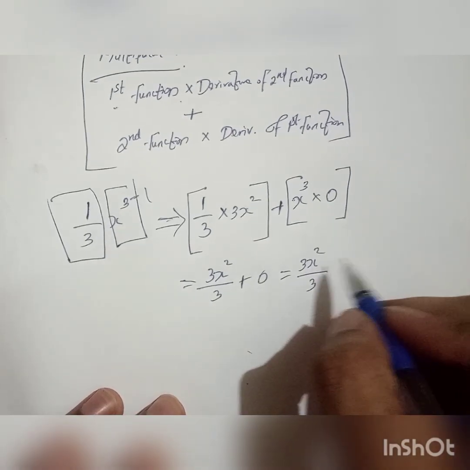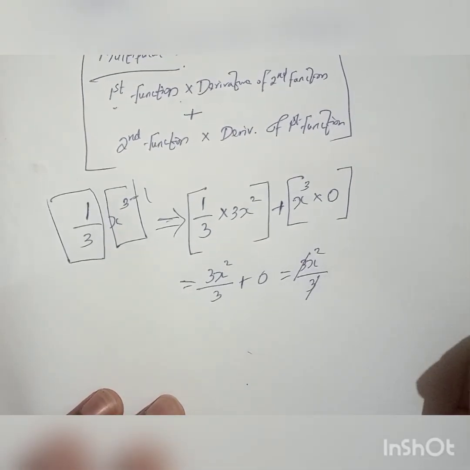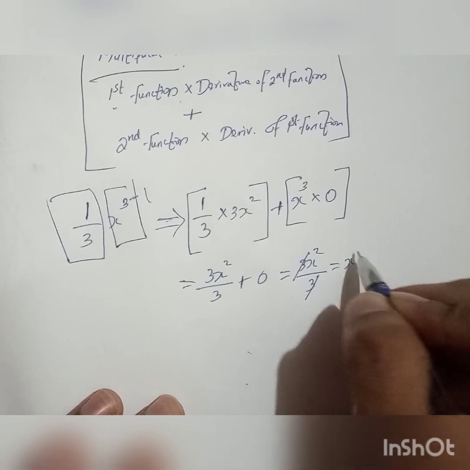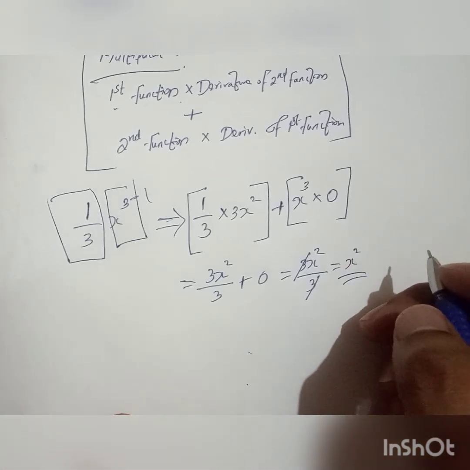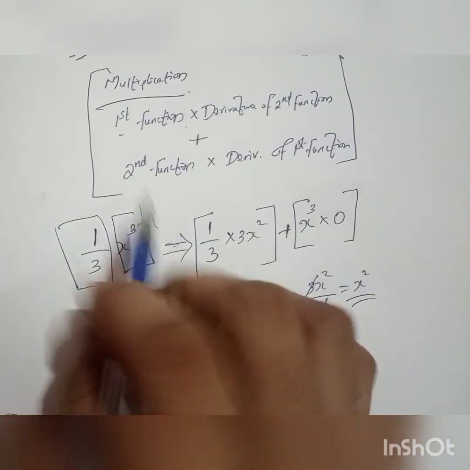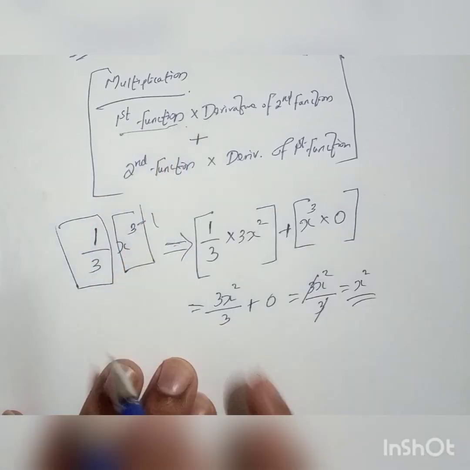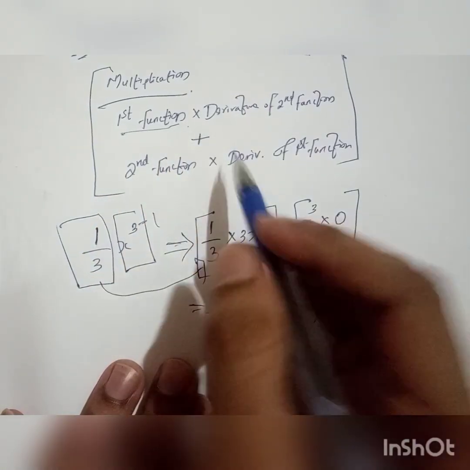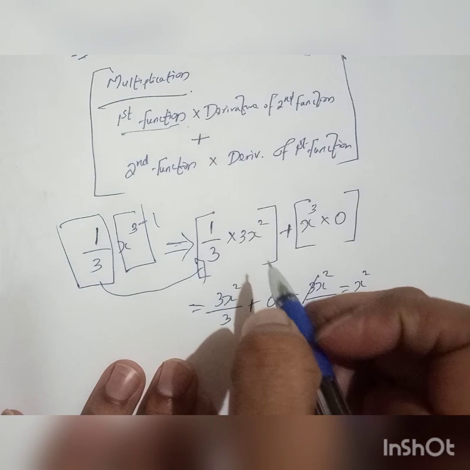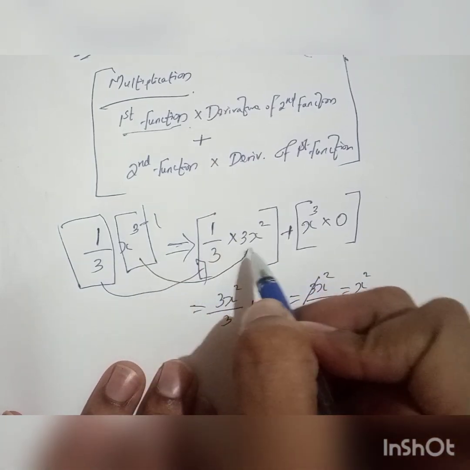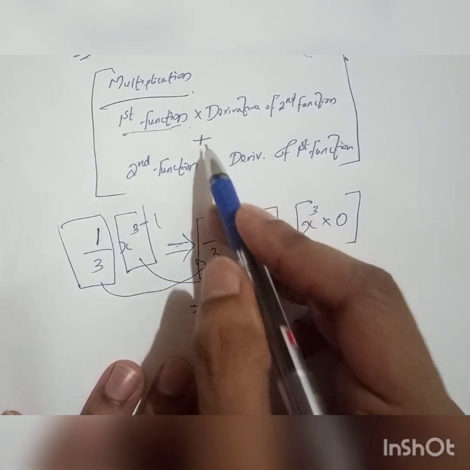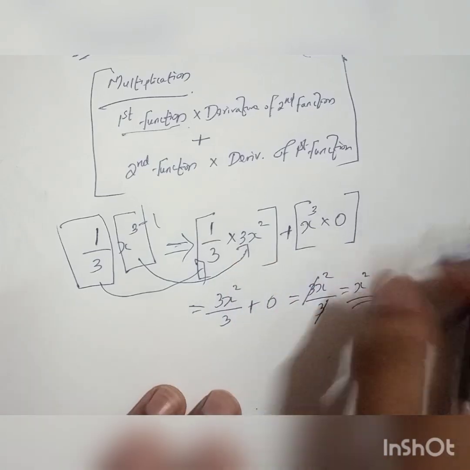Correct. Again, what will we do? 3 will cancel. So finally what do we have? X square. Right. So this is very easy. What do we have to do? We have to take first function. We have taken first function. Then multiplied by derivative of second function. We have taken derivative of second function and multiplied. Then add. We have added the entire thing.